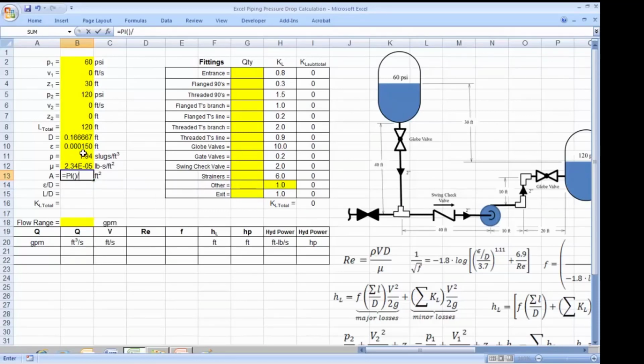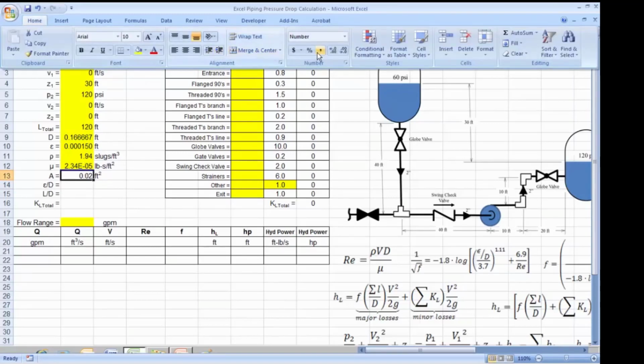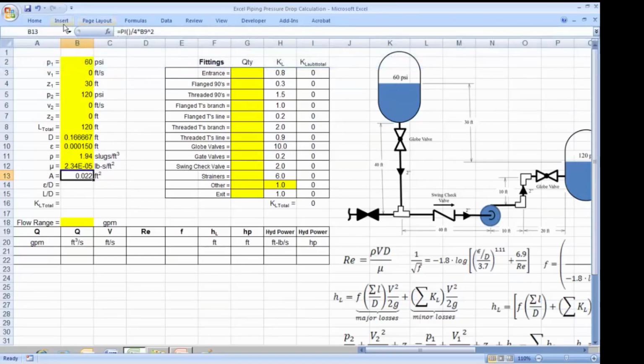pi divided by 4 times that diameter squared. Okay, so that gives us, let's see, I want to make sure we get a couple more significant digits. Okay. So that's what we get for the area, and we'll take the roughness and divide it by the diameter, so we get that relative roughness, and we want the length divided by diameter.